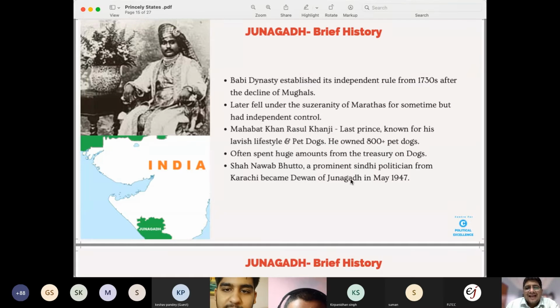He used to spend all his tax revenues on his lavish expenses, and he was particularly famous for his pet dogs. He owned more than 800 pet dogs, and interestingly, before independence, he spent 3 lakh rupees in one of the events where he organized a marriage for his dog, and he invited a lot of princes and British journals also. So he was that kind of a personality you can gauge, and he was not so concerned about the public opinion.